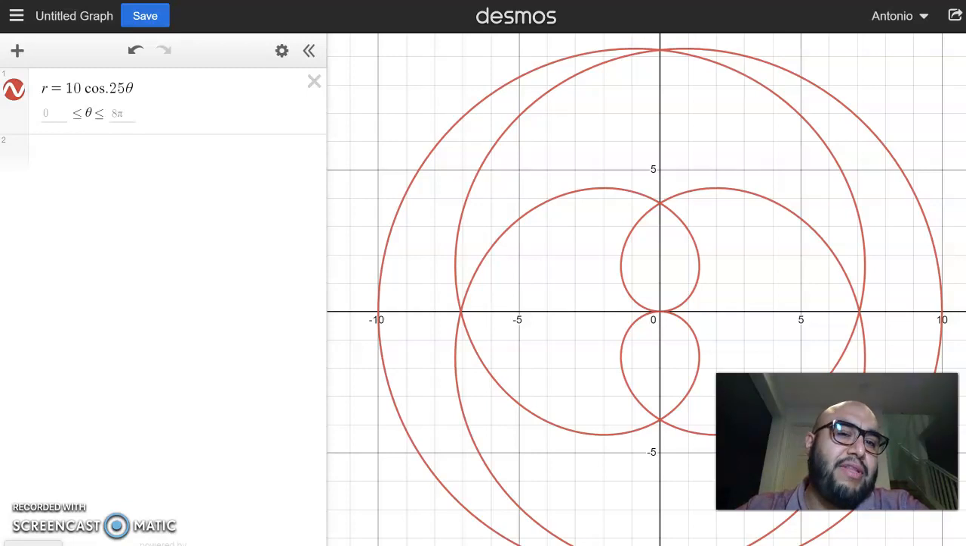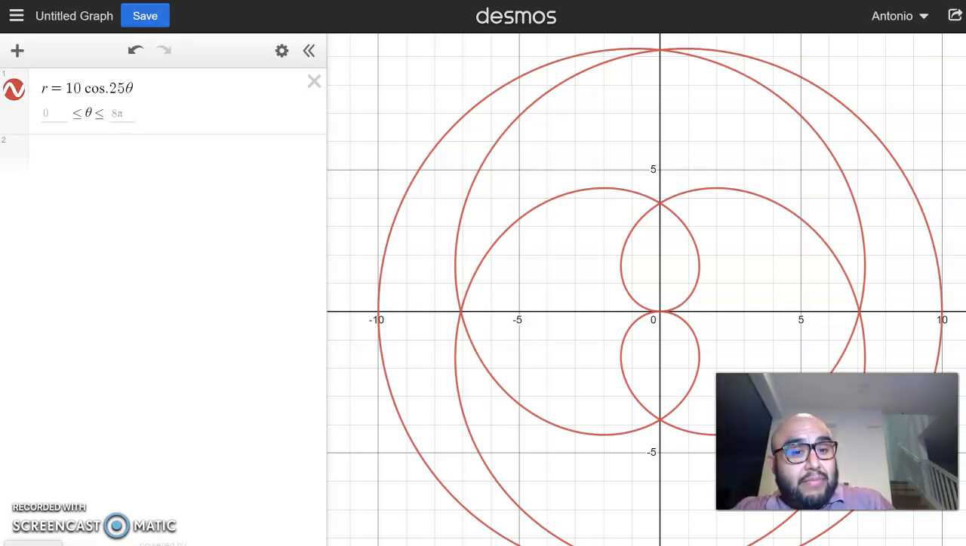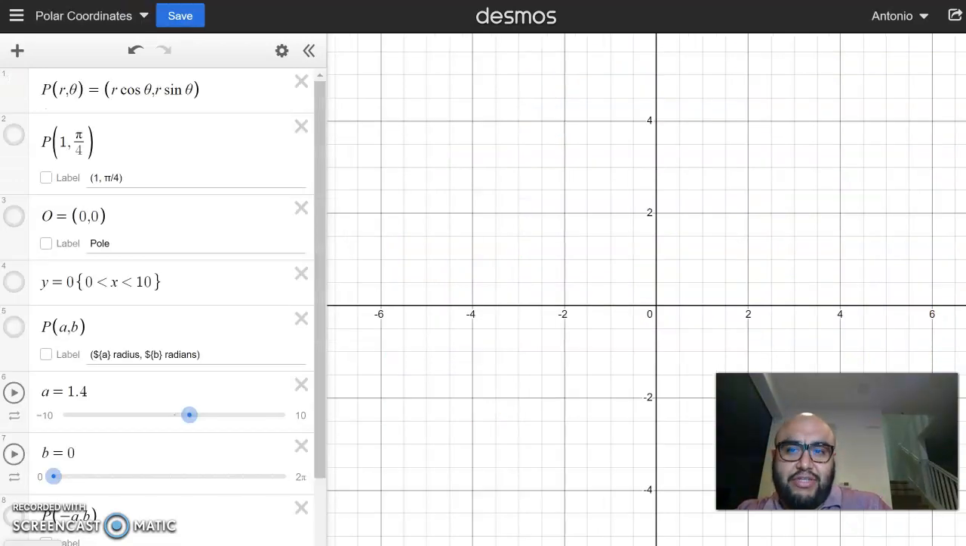I want to bring this up as an example so you can see how many interesting things happen in this curve, and how simple the equation is. If we wanted to represent this in the x and y system, it would be a bit more challenging to do. But before we get to that, let's first start with an introduction to the polar coordinate system.